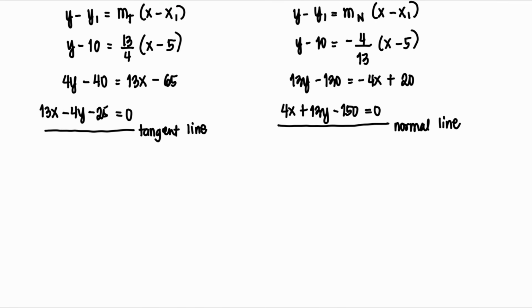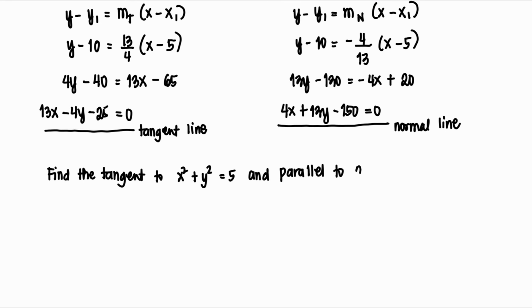Okay, let's have another problem. Find the tangent to x squared plus y squared equals 5 and parallel to the line 2x minus y equals 4.